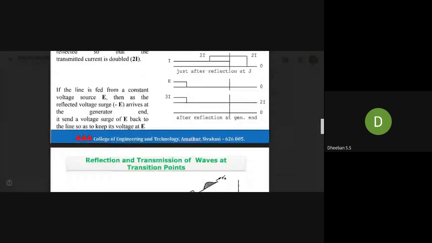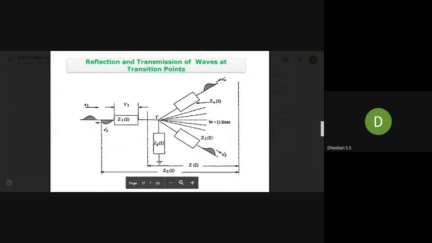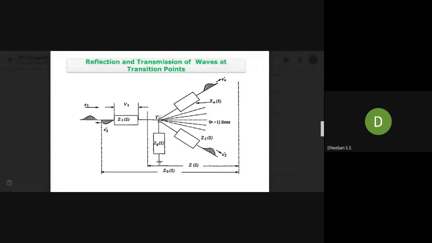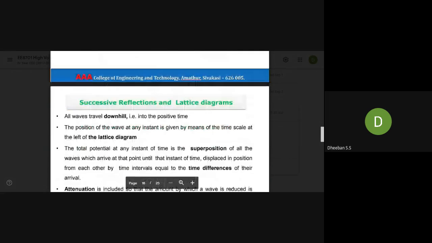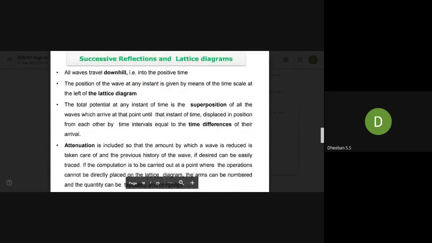So this is a small diagram. What happens when the waves get reflected? This is the transition point. You can take it either as T or J, the junction. This is some basic consideration you have to take.